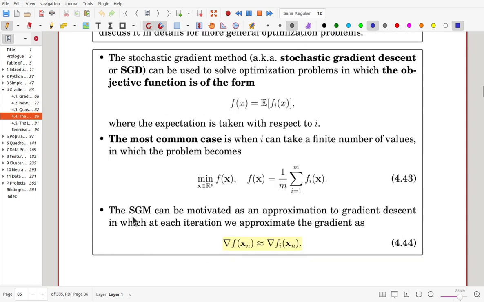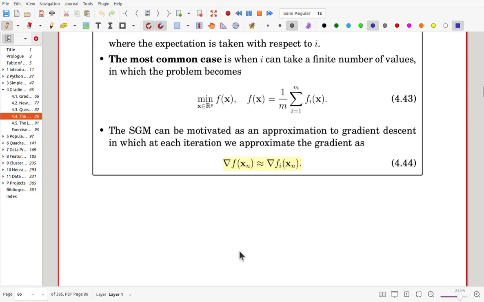Okay, the SGD is using the partial gradient, gradient f_i, rather than the full gradient f. So the partial gradient will be used as an approximation of the full gradient. That's the key idea of the method.